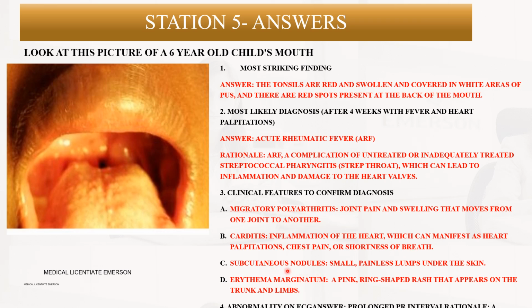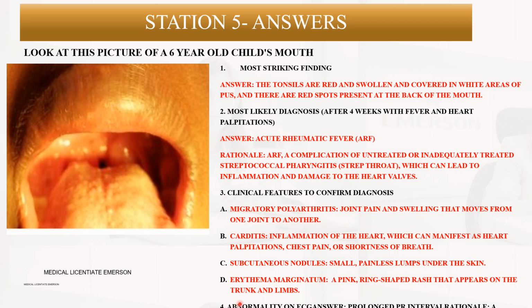Then you can also have subcutaneous nodules, which are just small painless lumps under the skin. Then you have erythema marginatum, which is a pink ring-shaped rash that appears on the trunk and the limbs. Okay, so usually that's our criteria which we use to diagnose or to confirm the diagnosis of this condition. Okay, so let's move on to the next question.